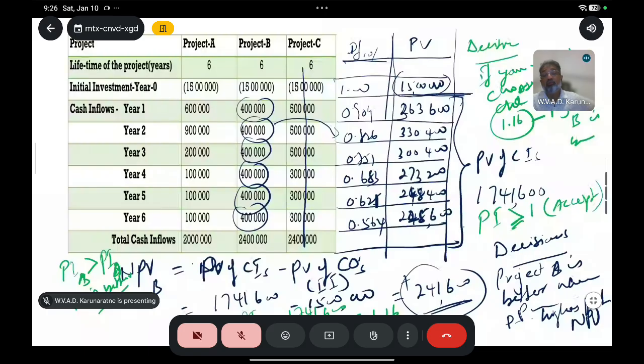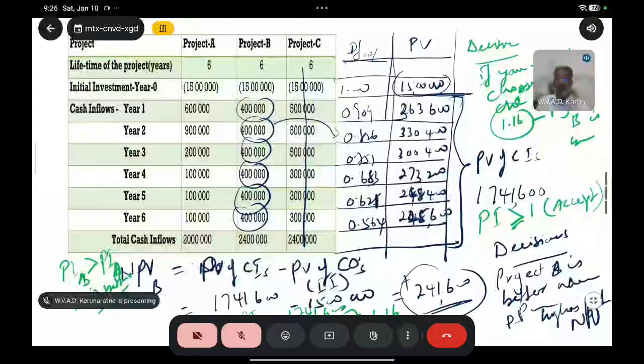So for example, here we have 5 projects, right? Out of 5, based on the initial investment requirement, we can select 2 or more projects, not only one. That depends on our limited capital. Then the payback period. How to calculate the payback period?